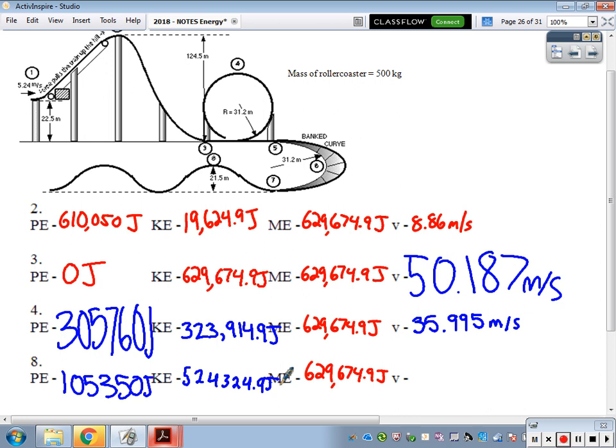Absolutely. Okay. Then at position 4, if you want to think of it this way, that's pretty close to about halfway back up from our initial height. So as you take a look at your potential and kinetic energies, aren't they roughly half of what they are in terms of the total mechanical energy? Yeah, pretty close to it. Okay. And then our speed, 35.995, certainly going to be a little less than what we had at position 3.